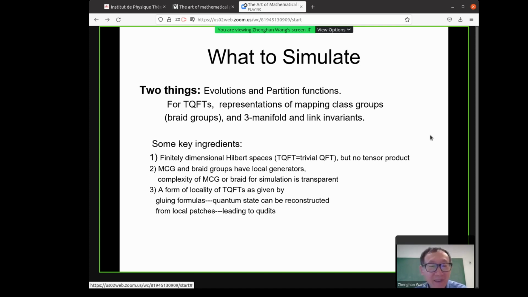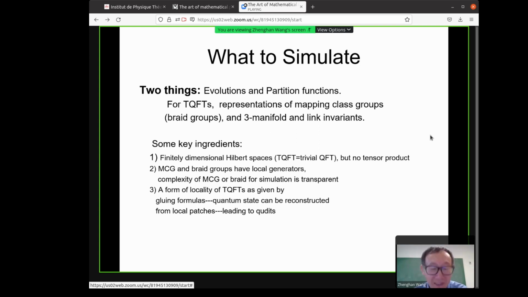If you think about topological quantum field theories, the T can also mean trivial. Topological quantum field theories are kind of trivial quantum field theories in the sense that the Hilbert spaces which appear in the theory are finite dimensional.